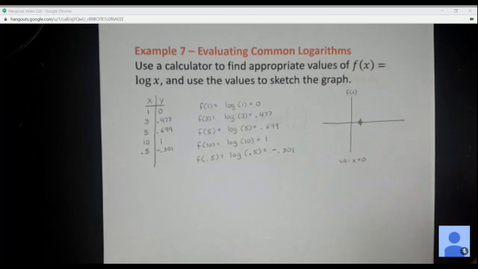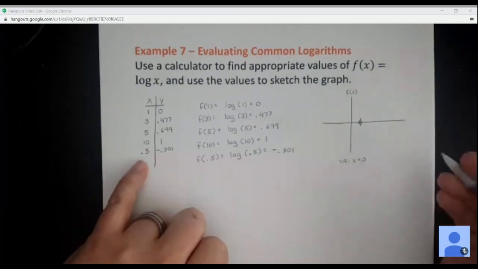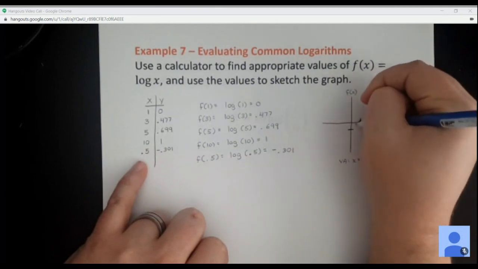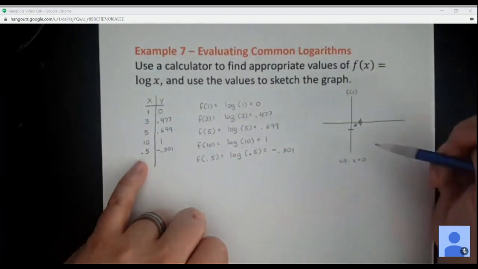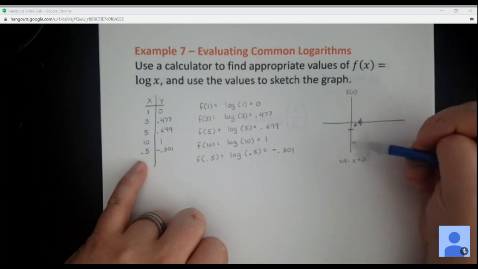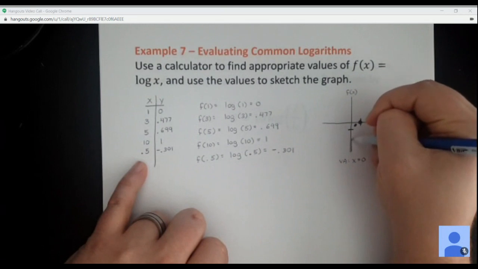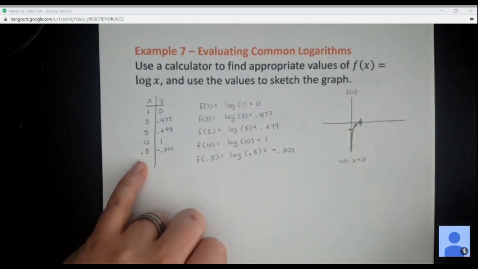But now let's actually plot some of these other points just to see how this one is slightly different from some of the other ones that we've looked at. I'm going to go ahead and do the decimal value here. So 0.5, -0.301. Well, if this is -1 here, at a half, we're just down a little bit, right? So somewhere in here. We know we're approaching the y-axis here, x equals 0, so this is going to curve up. It's going to go through that point. This is what the bottom part of my graph looks like.